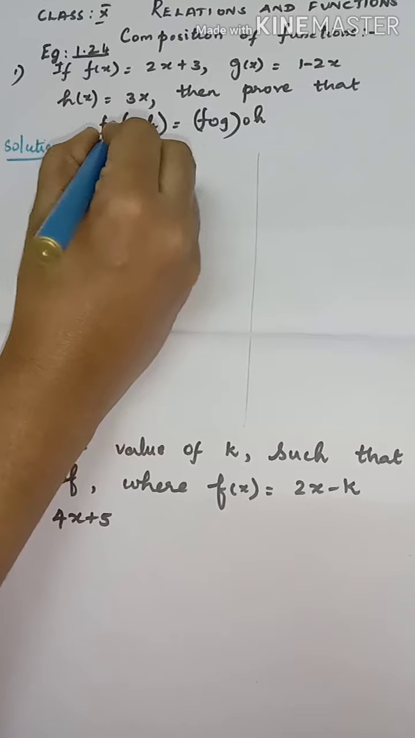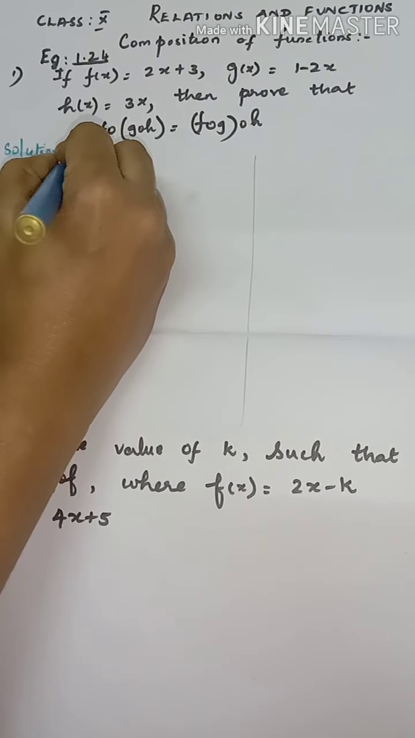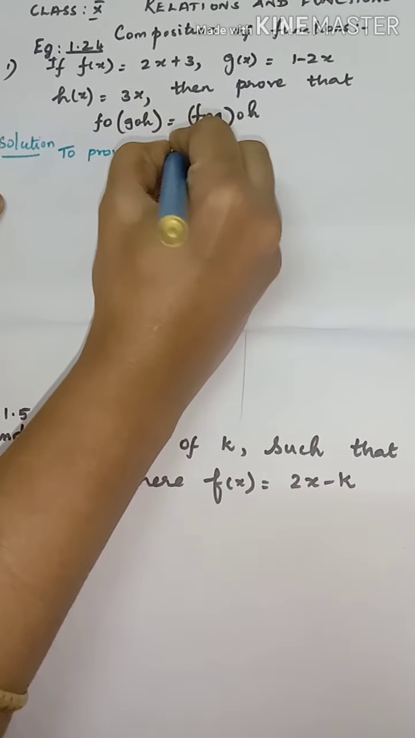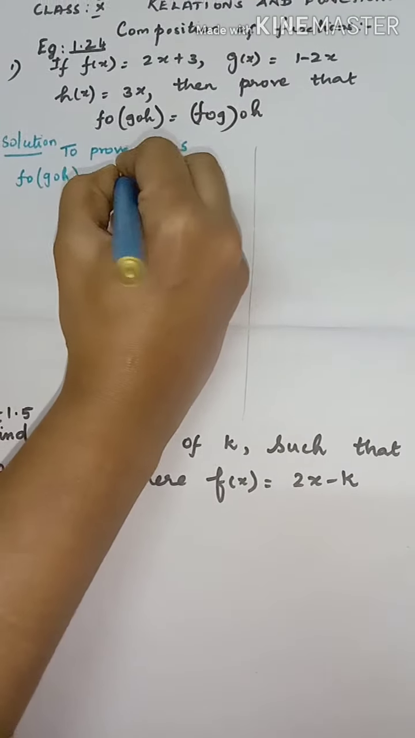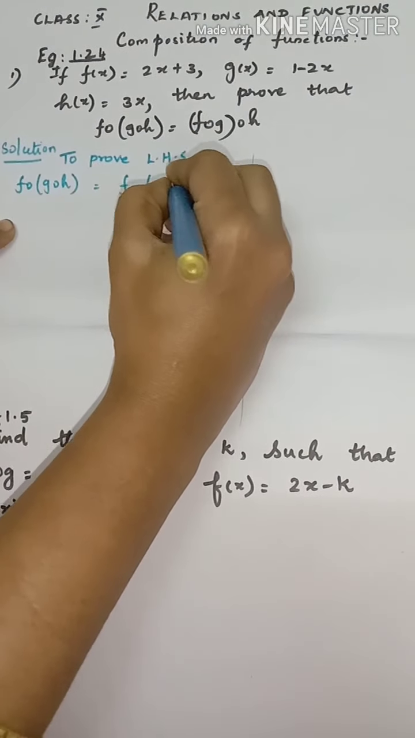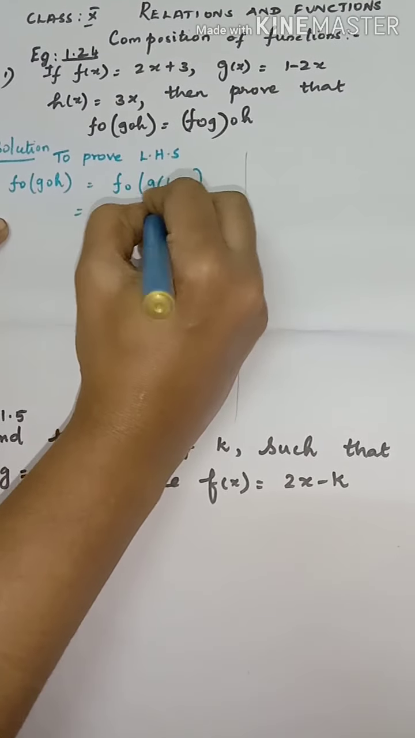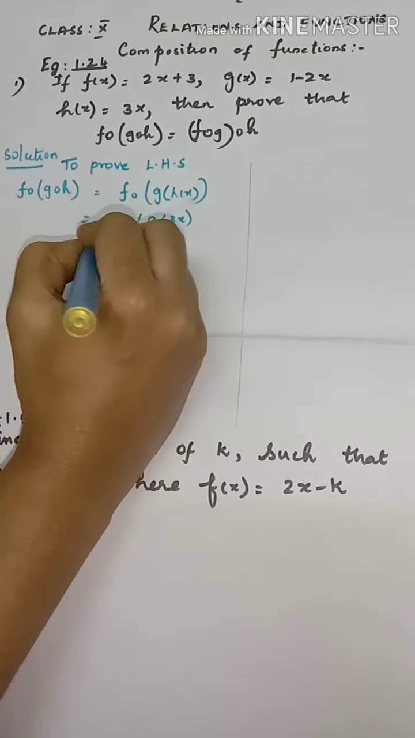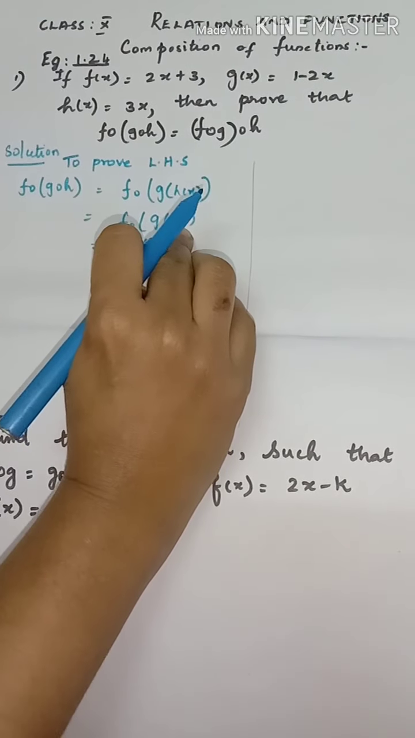What is given? f∘g∘h. That I am going to write first to prove. LHS: f∘(g∘h) can be written as f(g(h(x))). What is the function given for h(x)? 3x. So that is equal to f(g(3x)).